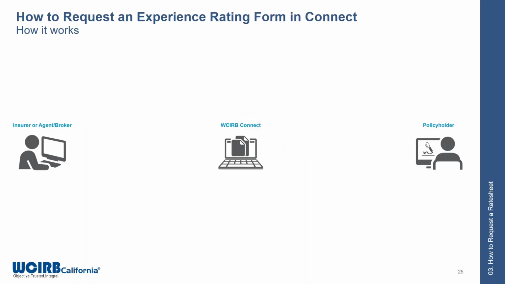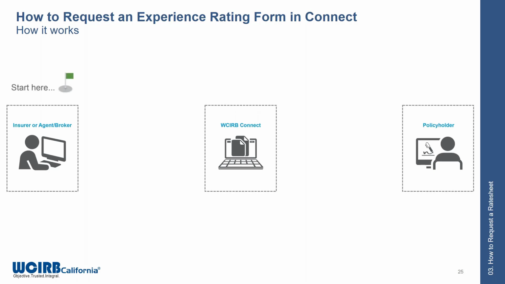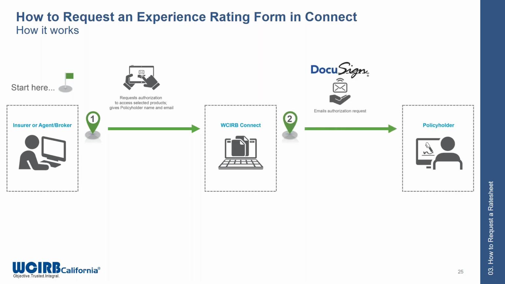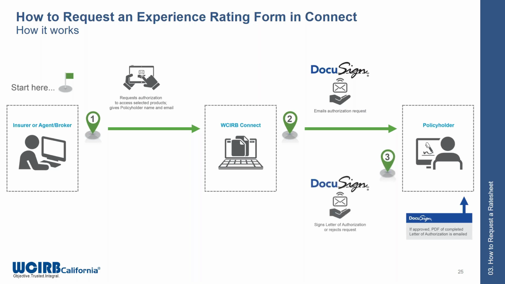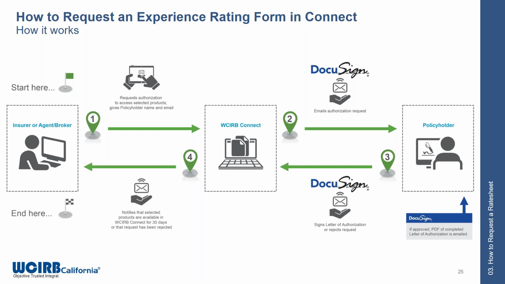So here's how the process works. The agent or broker navigates to WCIRB Connect. They select the rate sheet that they want to receive. WCIRB Connect works with DocuSign to email the authorization request to the policyholder. Hopefully the policyholder signs it and grants authorization to the agent or broker. They will receive a copy of the letter of authorization. DocuSign will send that response back to our WCIRB Connect system, and then WCIRB Connect will notify the agent or broker that the request has been approved and that the Experience Mod worksheet is now available in the Connect system. Similarly, if the policyholder rejects the authorization, Connect will also send a notification to the agent or broker to notify them that the request has been rejected.